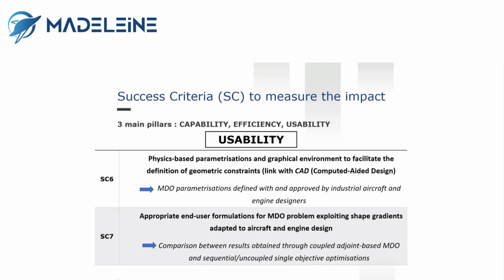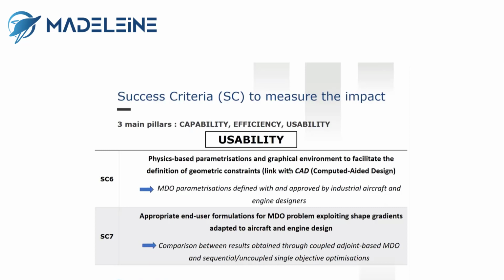And the last success criterion was about MDO formulation. How can we define an appropriate end-user MDO formulation to fully exploit the shape gradient we can obtain using the adjoint approach, and adapt it to aircraft or engine design? So the idea here was to couple different kinds of MDO formulation, using coupled adjoint MDO or not, using sequential or uncoupled single-objective optimization.